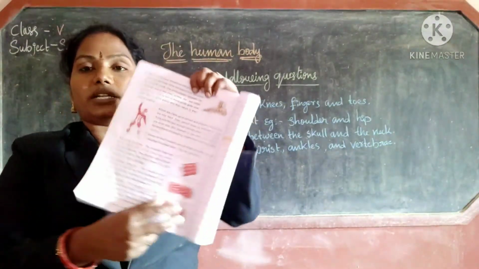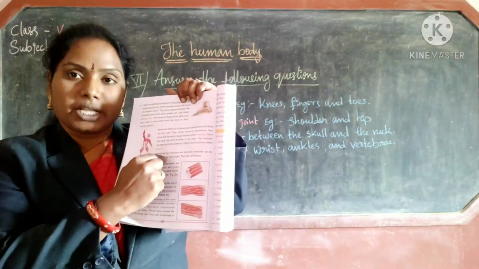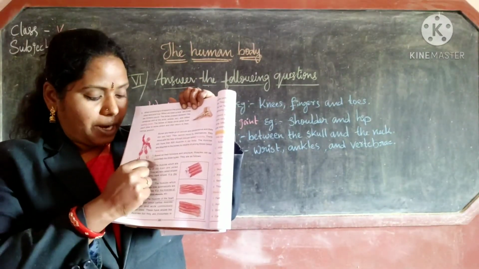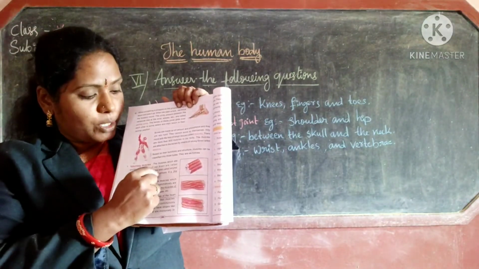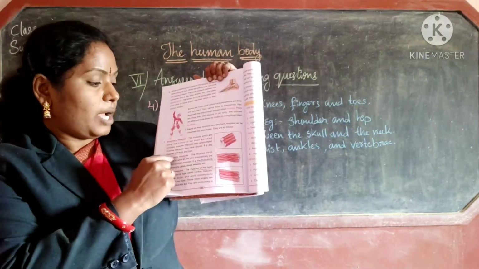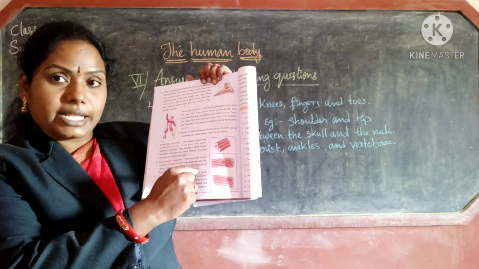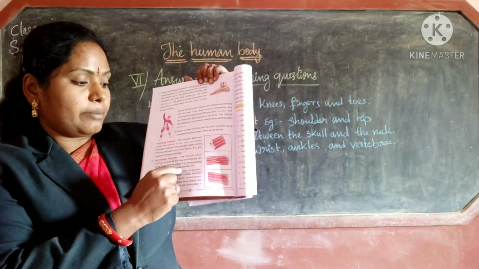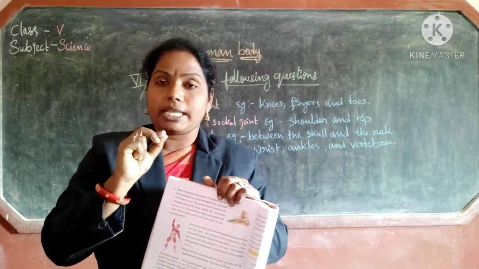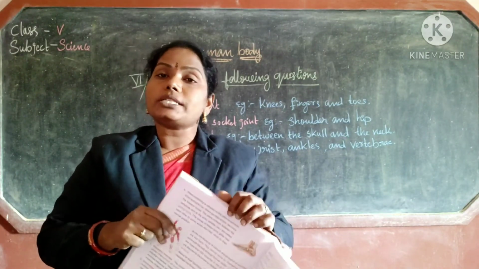Fifth answer. Once more I will tell you. In page number 208, third paragraph, only 2 lines are there. Those 2 lines you have to write. After that, only the heading. Voluntary muscles. And the example is given here: the muscles of hands and legs. Involuntary muscles: the muscles of the alimentary canal and blood vessels. Next one, cardiac muscles: the muscles of the heart. This much only is the answer. Only headings and examples. Voluntary muscles, involuntary muscles, cardiac muscles. Understood? This is the fifth answer.